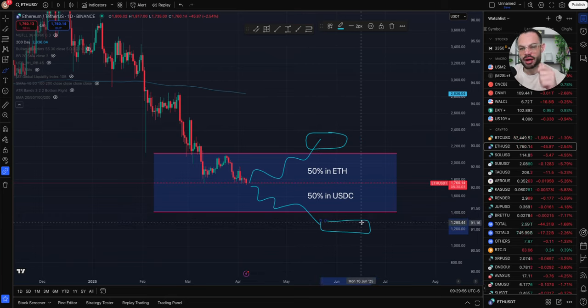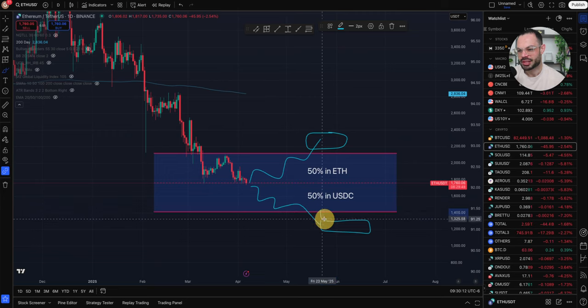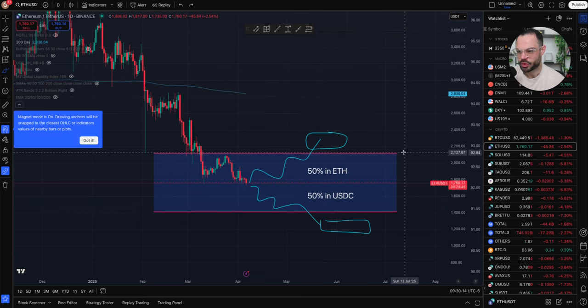But again, because you're holding half the exposure to USDC when you originally got into the pool, you're actually limiting your downside versus if you were holding Ethereum spot, and you're not going to suffer as much losses as it moves to the downside by the time you get towards the bottom of your range. Okay, I hope that's making sense.